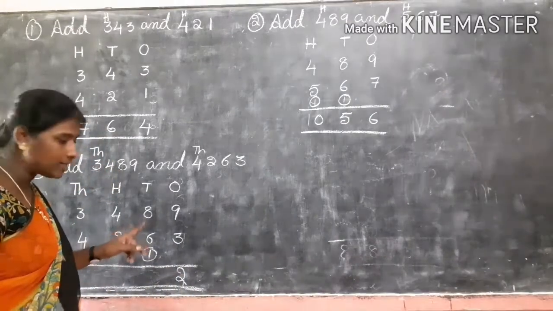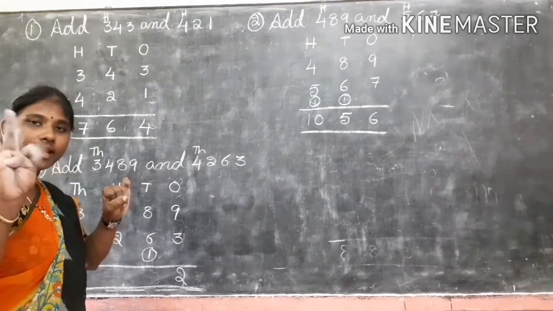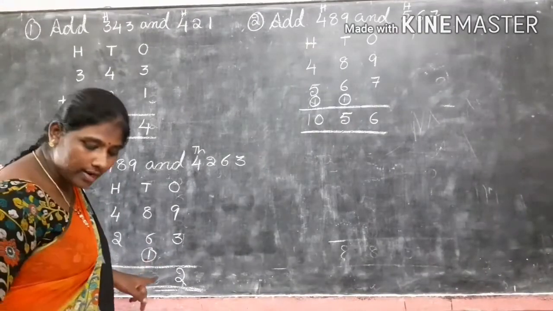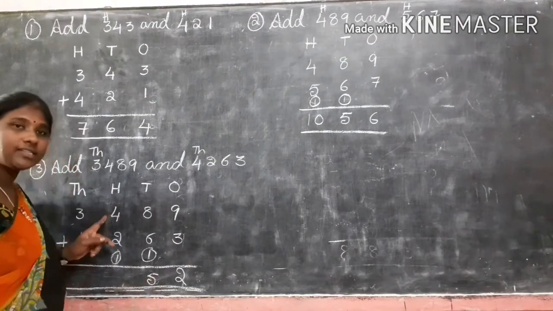Next, here up number 8, down number 6. Take 6 fingers. 8 after 9, 10, 11, 12, 13, 14. 1 we add, means 14 plus 1, 15. Here it is 15. Next here 4.